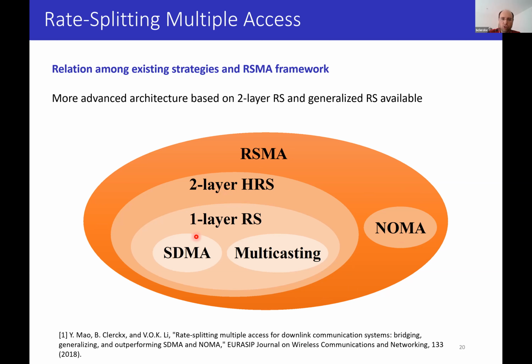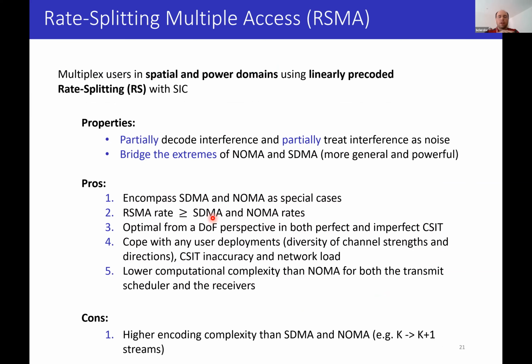And so this bubble I showed you specifically for the two-user case, but you can actually show that this holds for K-user scenarios once you go for the generalized rate splitting framework. Now, what is very interesting is this one-layer rate splitting architecture, because it's very simple. It's just one SIC. So we will go into that.